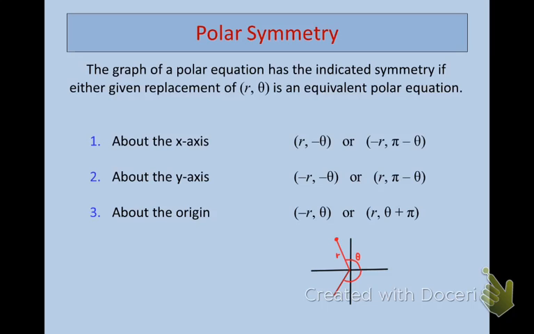Questions on how we're checking symmetry here? No? Okay.